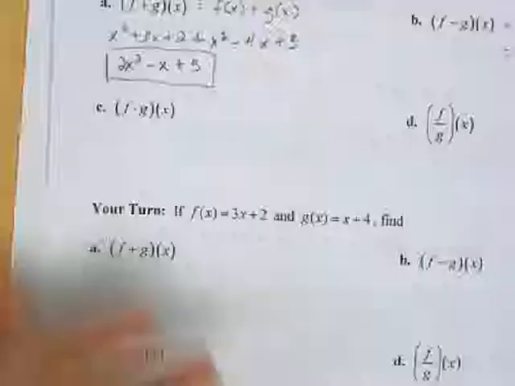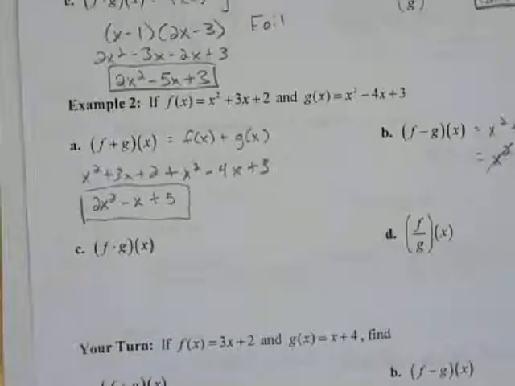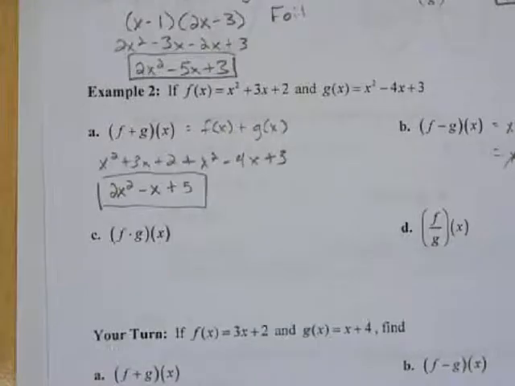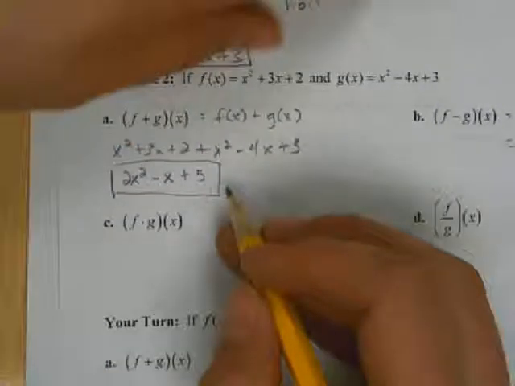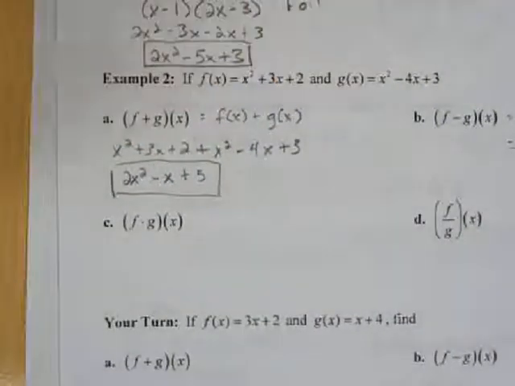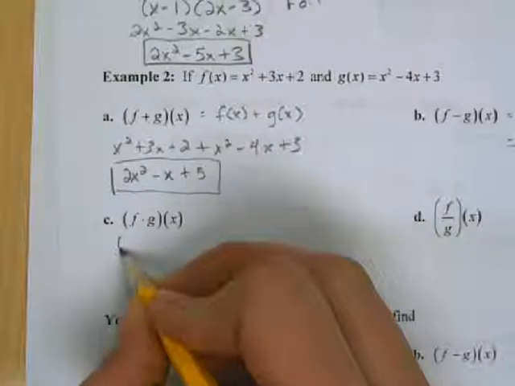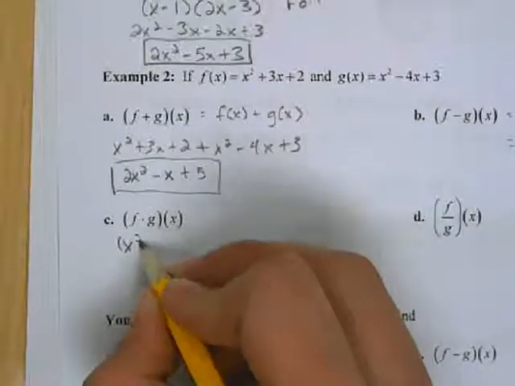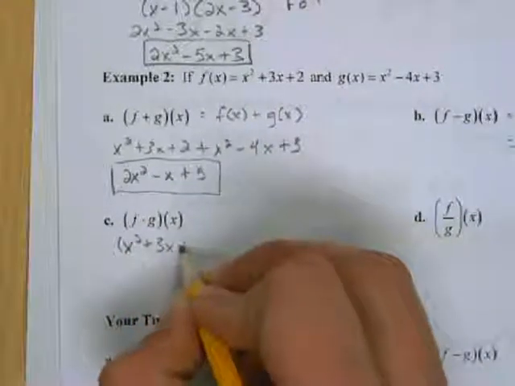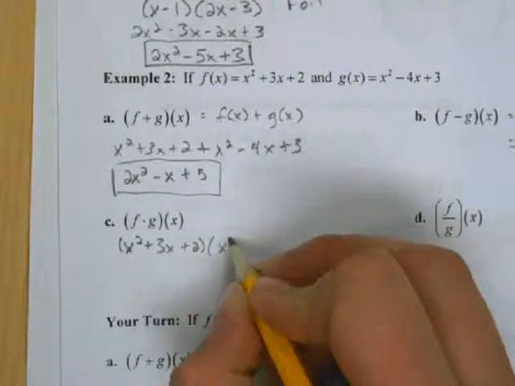Alright, so now multiplying. Now multiplying on this one's going to be a little bit more tricky just for the simple fact that there's more to it. Okay, there's two different ways you can go about it. I'll show you both. Okay, one is just to do it, I'm going to do it vertically here. X squared plus 3x plus 2. X squared minus 4x plus 3.